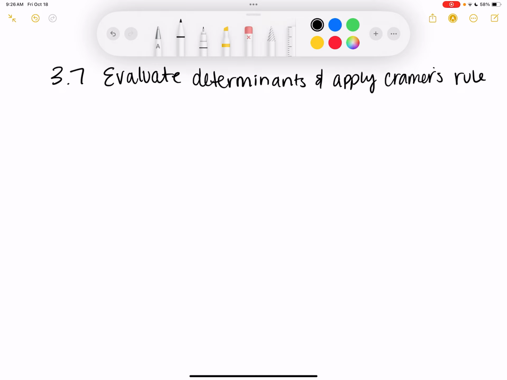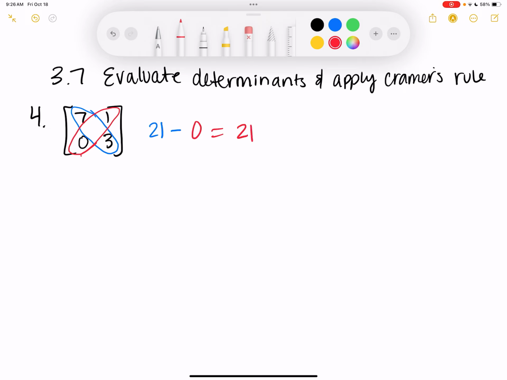So to start with, we're going to start with some 2x2s. So number 4, we have the matrix 7, 1, 0, 3. It works on the diagonals, so it's 7 times 3 minus the other diagonal, 0 times 1 is 0. So this is equal to 21.